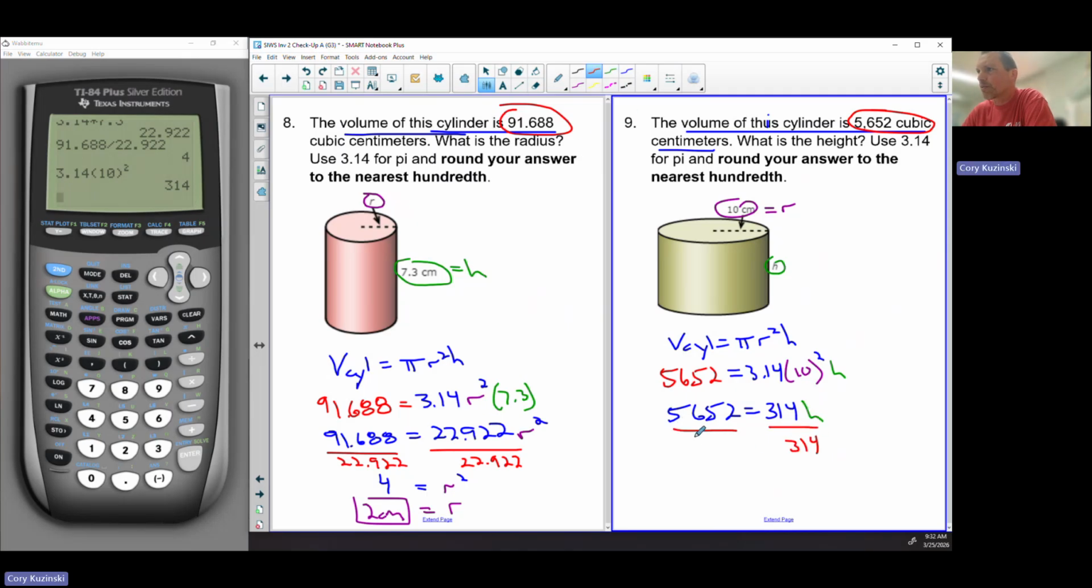I don't think it comes out very pretty though. 5652 divided by 314 is, oh, it is pretty actually. So the height is 18. That's it.